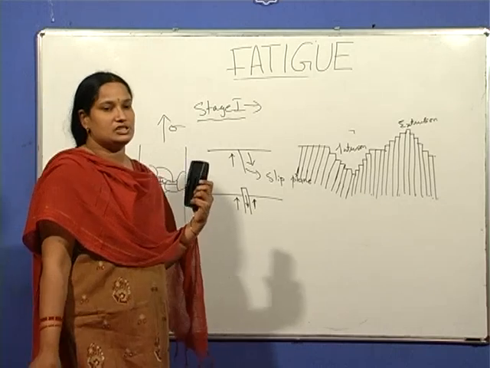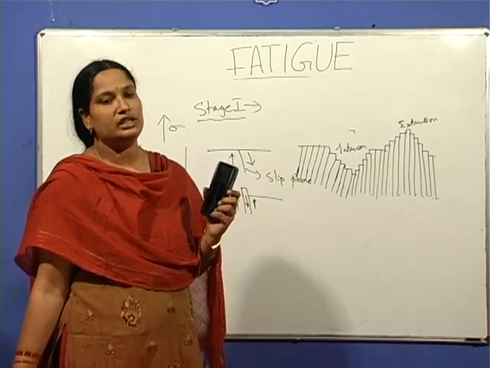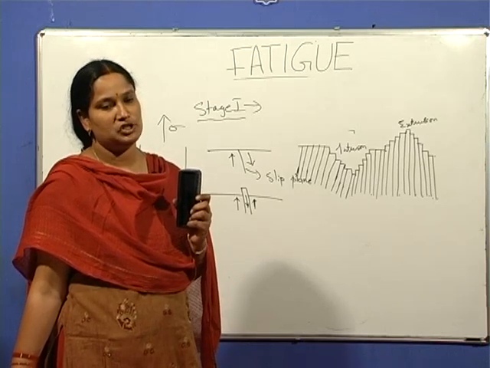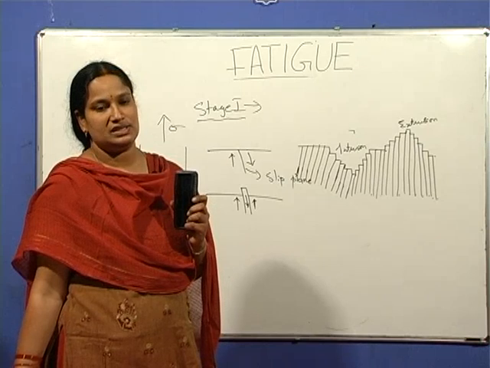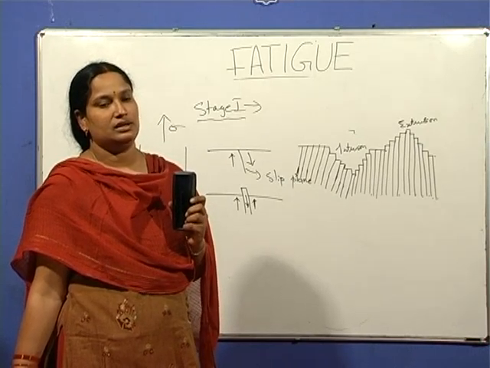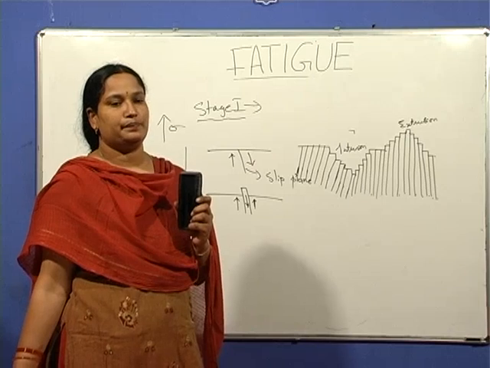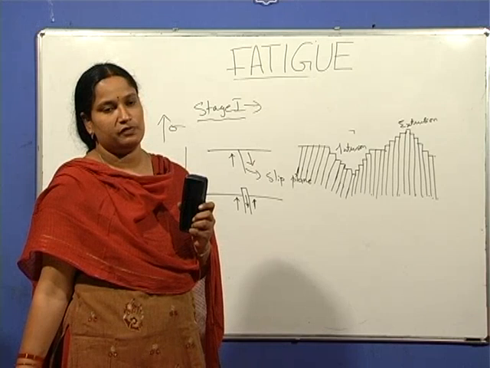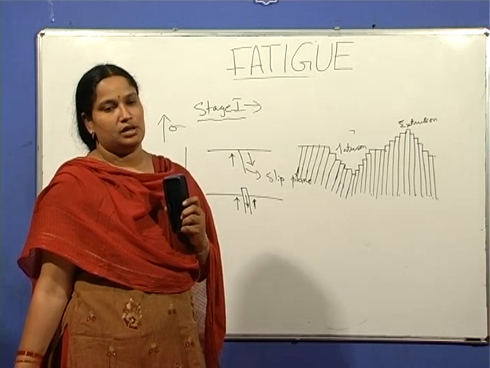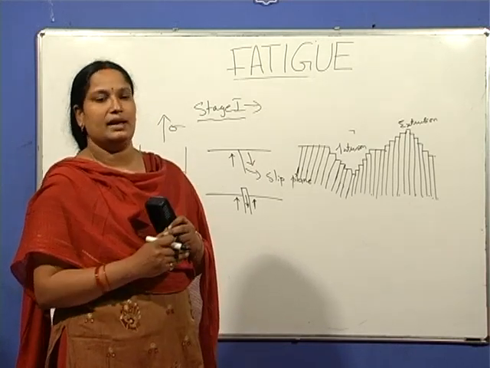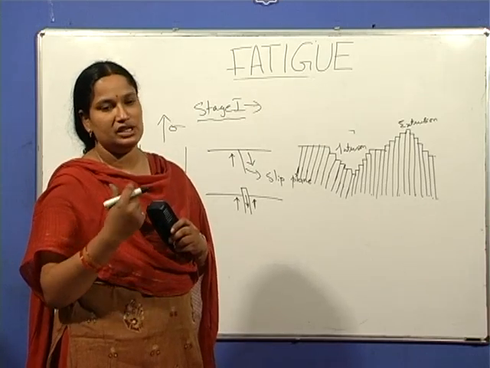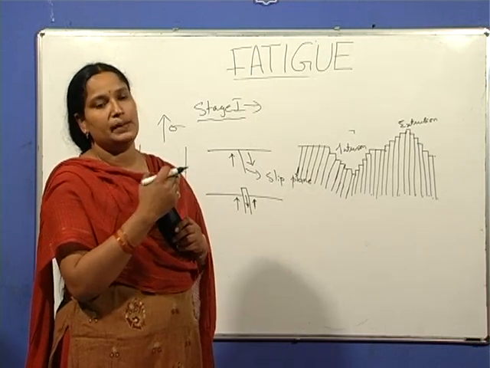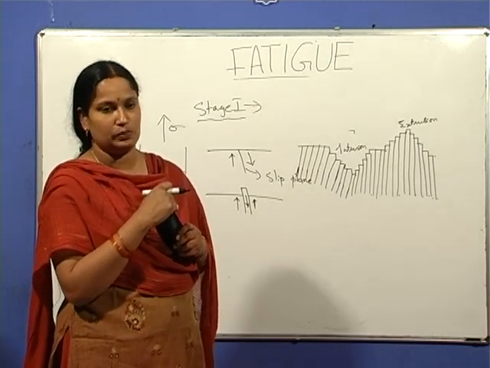So finally, these striations lead to the concentric markings, which are known as beach marks. Each concentric marking is approximately equal to some thousands or tens of thousands of cycles. So these concentric rings can be visualized, whereas striations can be seen only by means of an electron microscope.